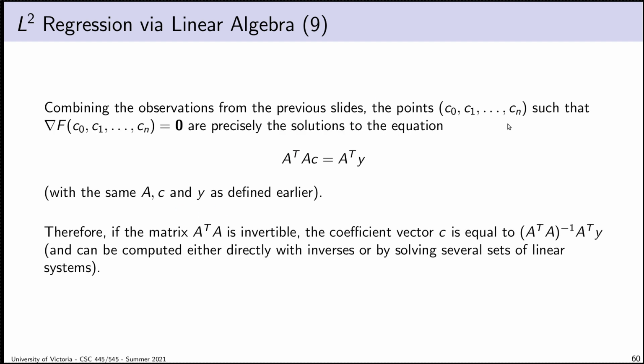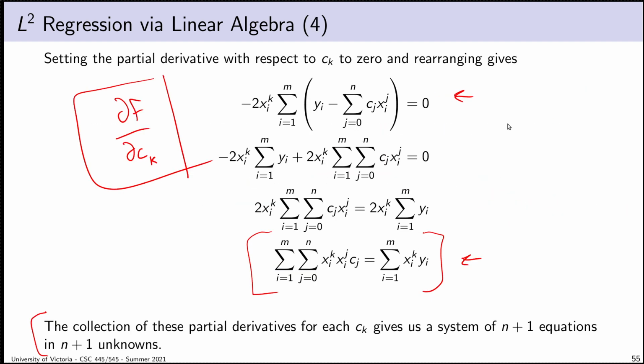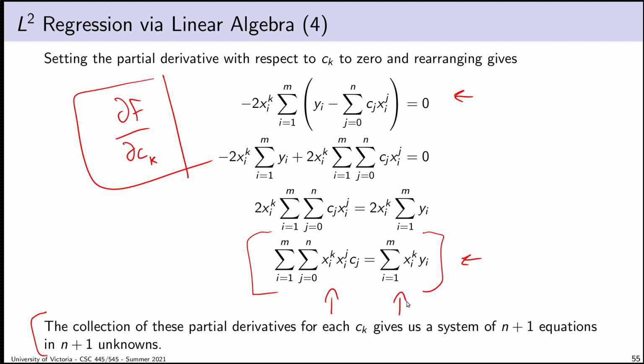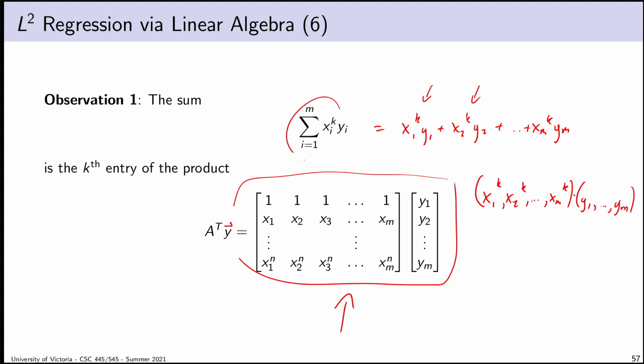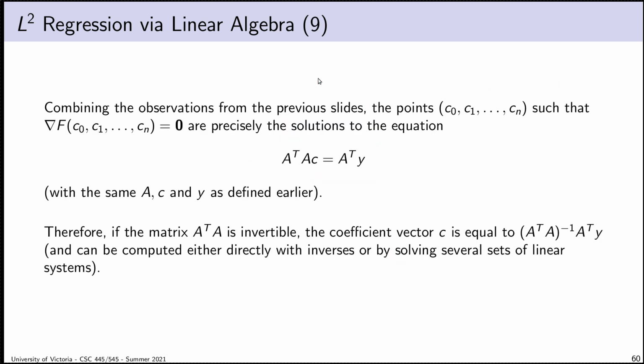Okay, so if we combine all of those observations, the two observations were saying what, if I'm talking about one particular partial derivative, what it means to set that to 0. Well, what it means is, in this case, that for the partial derivative of f with respect to ck to equal 0, I end up with this has to equal this. And we know that the thing on the right is one entry of this one product, and the thing on the left is one entry of this other product. And so that means if I want all of the partial derivatives to equal 0 at once, I want the entire matrix and vector product on the left to equal the entire matrix and vector product on the right.